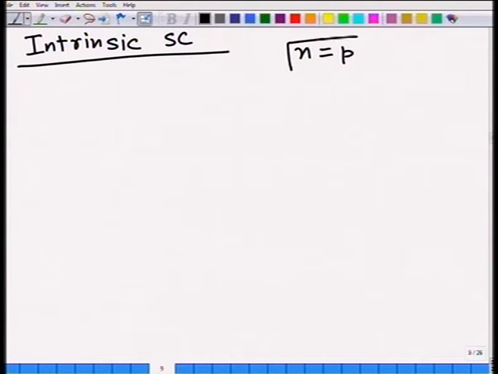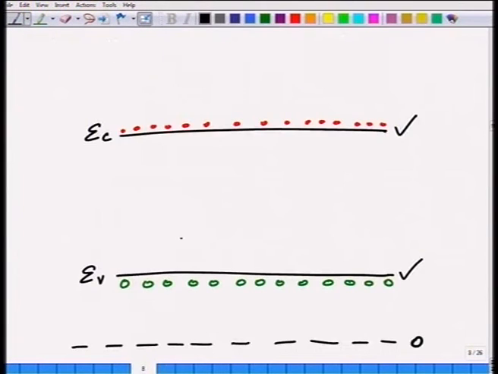N is equal to P. This is basically the definition. The number of electrons in the conduction band is the same as the number of holes in the valence band. Notice where I am drawing, by the way. Recall that we have something like this. The density of states goes something like this, and the density of holes goes something like this.